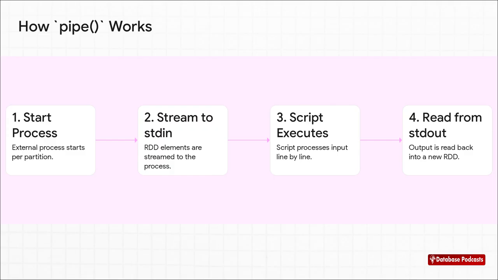So here's how this magic works. For each partition of your data, Spark fires up your external script. It then streams the data from that partition, as strings, right into the script's standard input. Your script just reads from standard input, does its work, and then writes its results to standard output. And Spark is listening. It captures that output and seamlessly turns it into a brand new RDD for you. It's a really elegant way to integrate almost any external tool into your big data workflow.